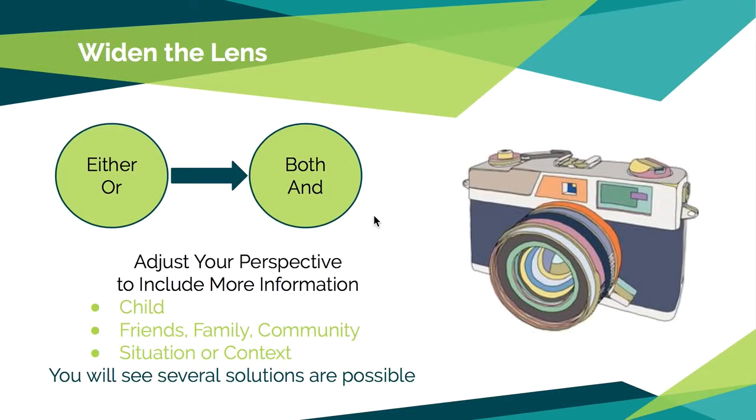When we talk about widening the lens, this is a part of education that is so important to adjust your perspective. We find in education there is no one right way to do things. And this is especially true when we're working with our youngest learners. And if you look at this slide, we're moving away from the philosophy of doing things either or, to both and. And I'll give you some examples.